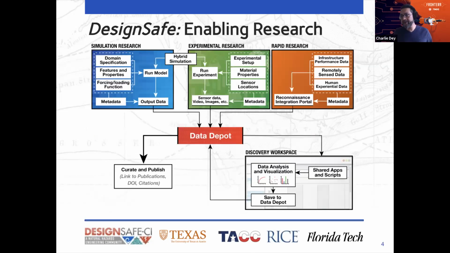So how does DesignSafe do this? Well, DesignSafe is split up into a couple different parts. The data depot is essentially what plays the most important hub of our entire workflow. There's a simulation, there's experimental research, there's the rapid research, and then there's our workspace as well. And they all tie back to the data depot. So data is very important to DesignSafe.